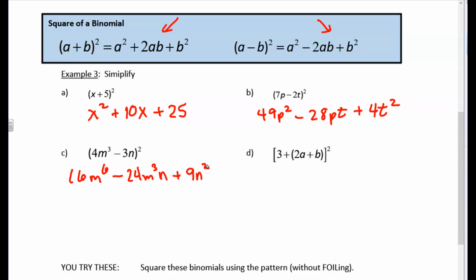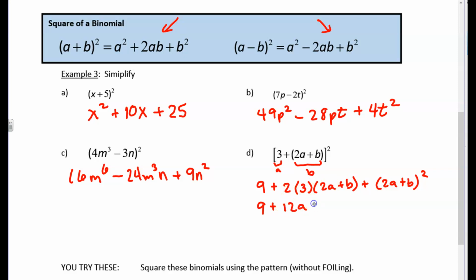Now this is very useful with a problem like this here, because when I plug into this, first this is my a term and this is my b term when we're thinking about our pattern. Well, 3 squared is 9, plus I want to do 2 times the first term times the second term, and then plus my second term squared. And now I'm going to simplify this out. This becomes 9 plus 2 times 3 is 6, so I get 12a plus 6b.